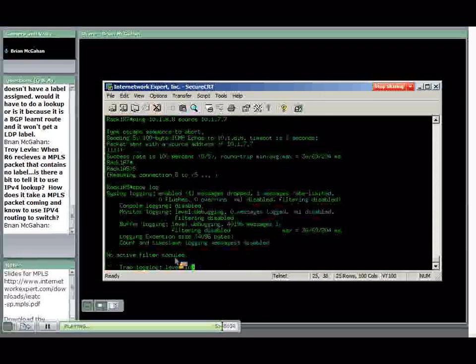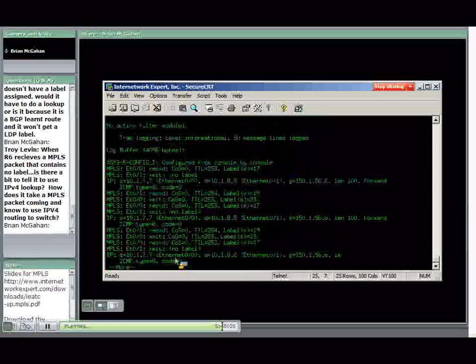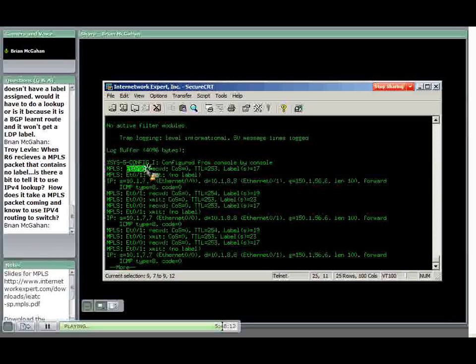Okay, let's see, there's a question here. When router 6 receives an MPLS packet that contains no label, is there a bit to tell it to use the IP version 4 lookup? How does it take an MPLS packet coming and know to use IP version 4 routing to switch it?